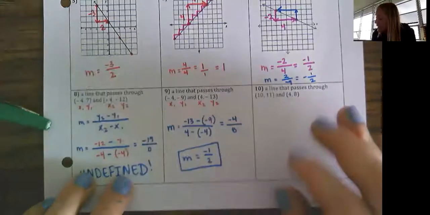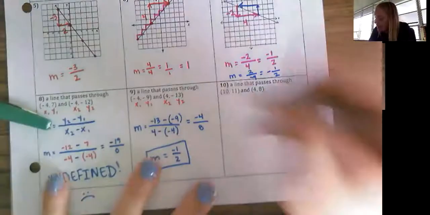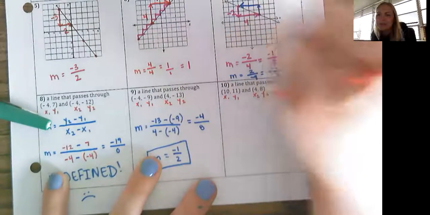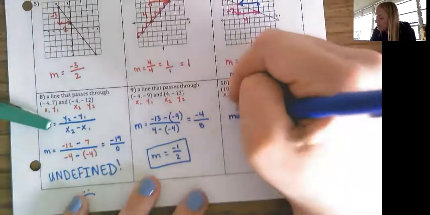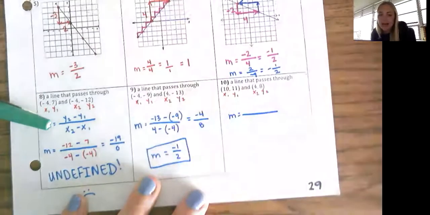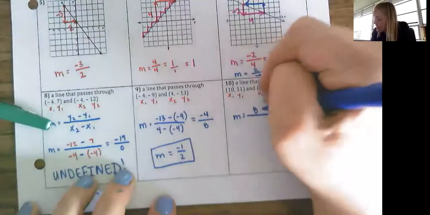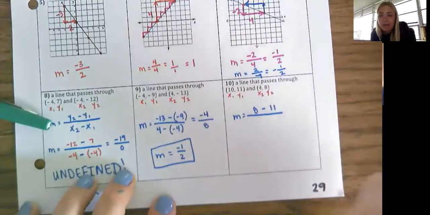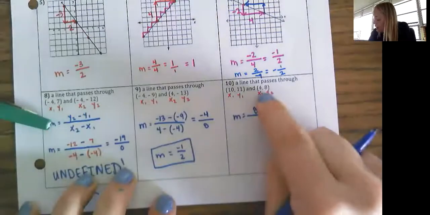Woohoo! All right, let's go to number 10, which you have already done because you're such an honest 8th grader. X1, Y1, we always start there. X2, Y2, we always go there next. All right, I'm going to use the formula that I've got, M equals, I'm going to draw my big fraction bar, and I'll start with Y2, which is 8, minus Y1, which is 11. In the denominator, I'm going to put X2 minus X1, so 4 minus 10.